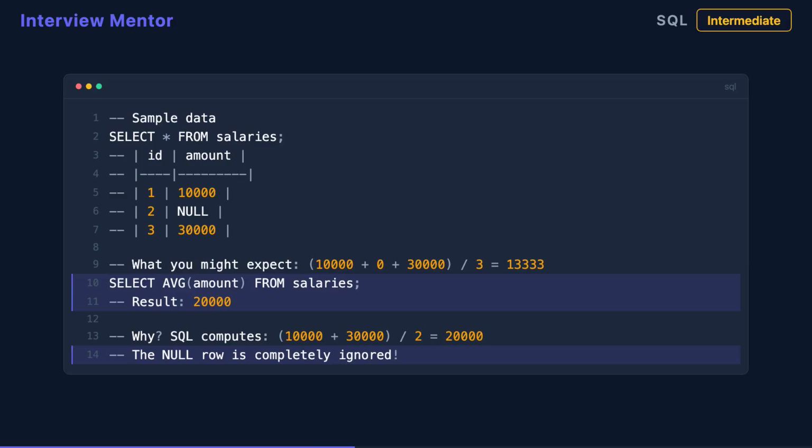Let's see this in action. Suppose you have 3 salary values: 10,000, null, and 30,000. You might expect the average to be 13,300, which is 40,000 divided by 3. But SQL returns 20,000 because it only divides 40,000 by 2, ignoring the null entirely.